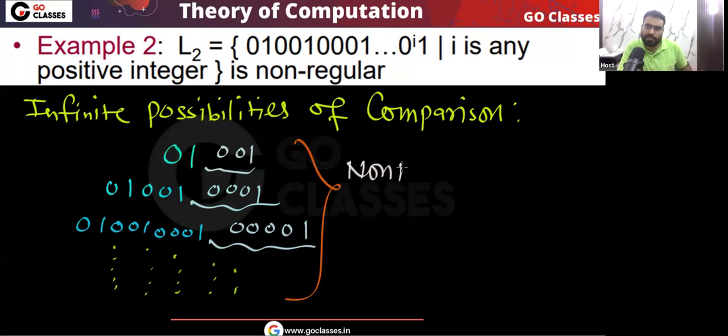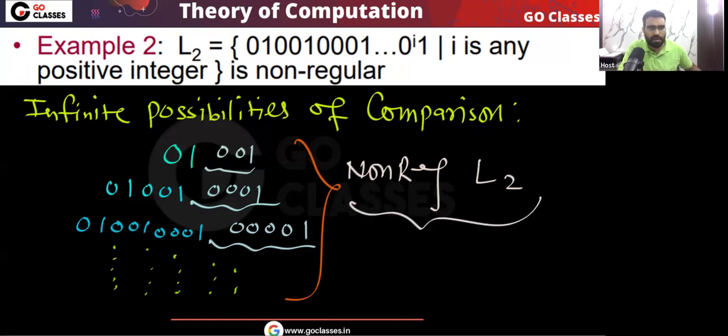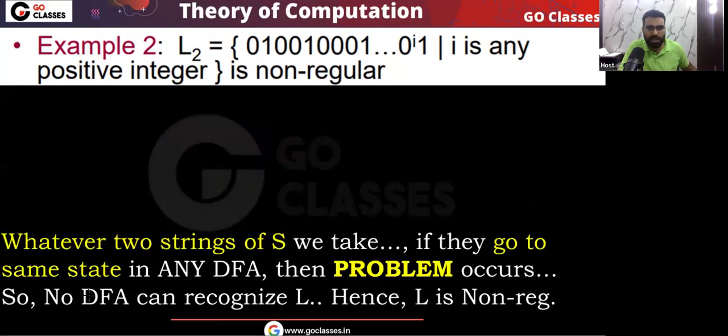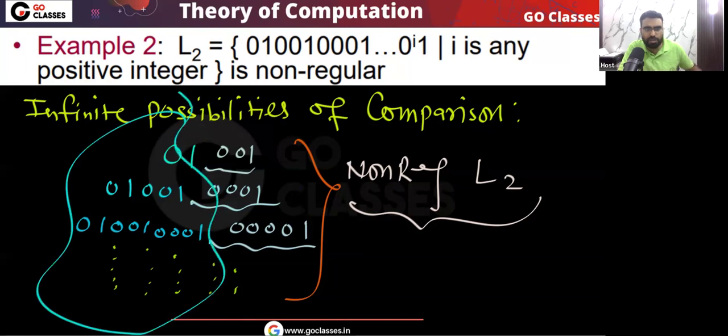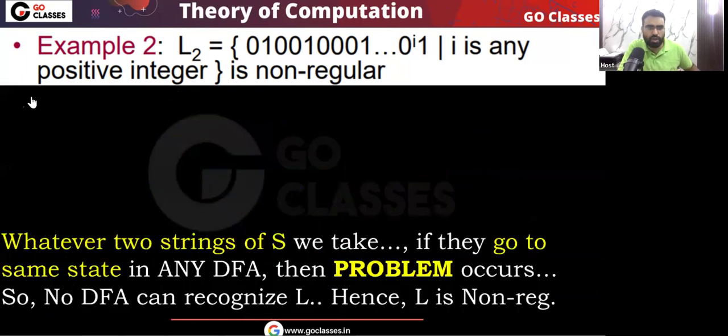So that is the reason I can say this language is non-regular. Is this clear? Very easily I can say this language, L2, is non-regular. Simple point. Okay. Now, can you prove it using our formal method? Using our formal method also you can prove it, because remember, these infinite possibilities you can consider as your set S. So remember the formal method. Let me write it.